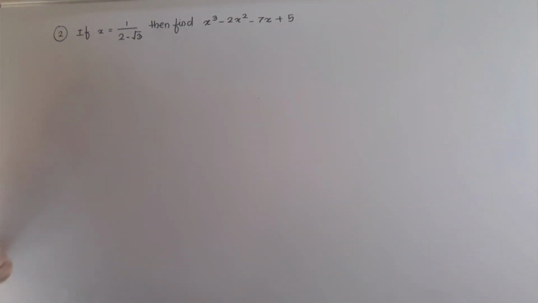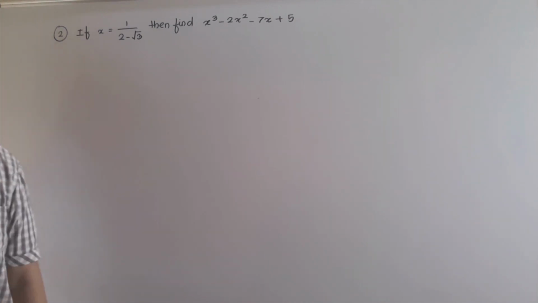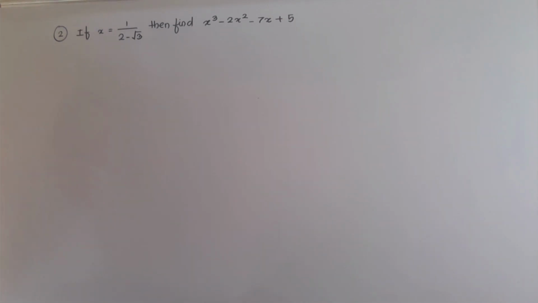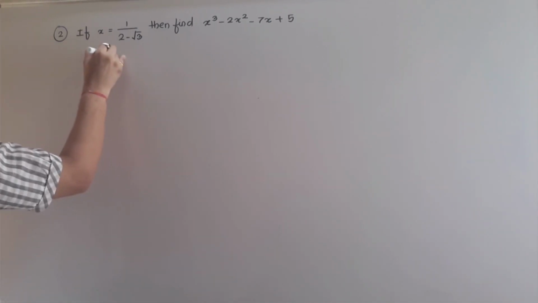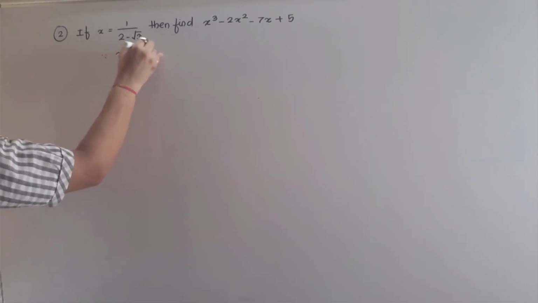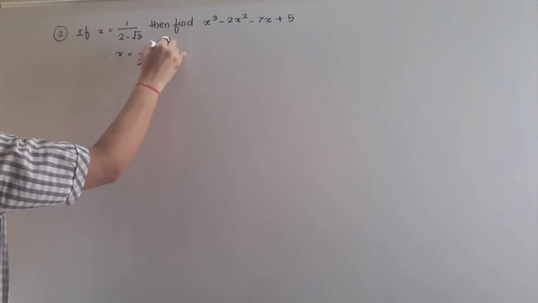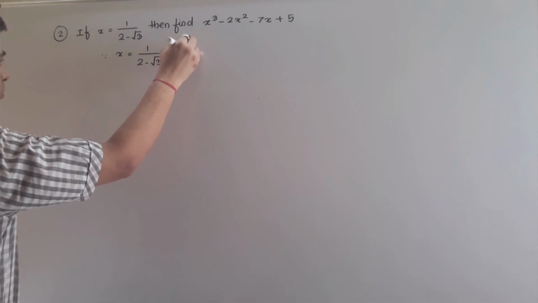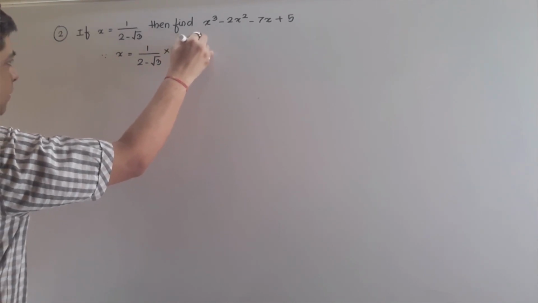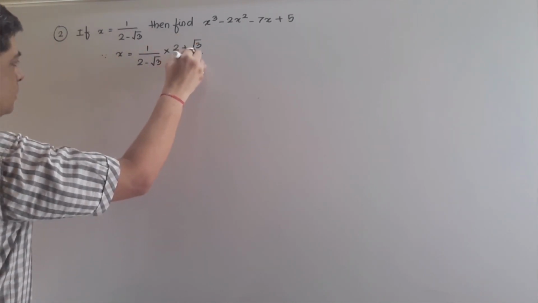However, only one term is given, x equal to 1 upon 2 minus under root of 3. So in this question, first of all we shall rationalize the given denominator. Okay, so let us see. Since the value of x is equal to 1 upon 2 minus under root of 3, I will rationalize it: multiply by 2 plus under root of 3 upon 2 plus under root of 3.